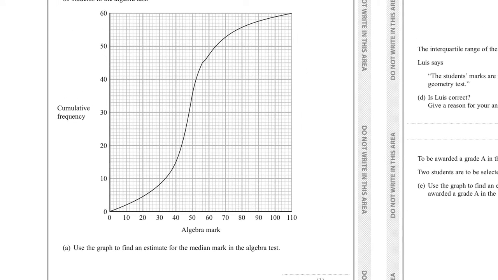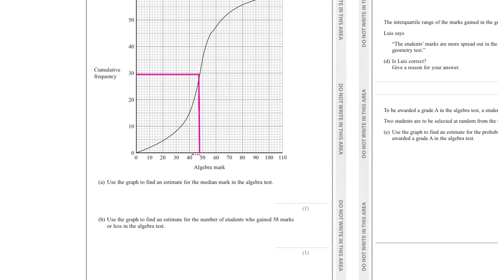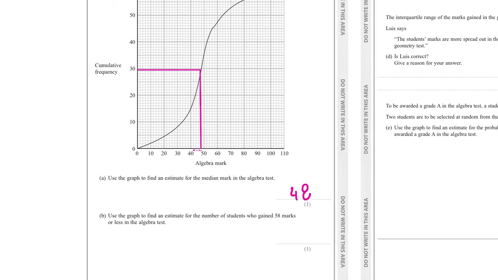Okay, what's the median of 60? 30, absolutely. So I've got to go across on 30 and then down. Now, as you can see, I've not even then been as accurate as I could be. You need to make sure you are accurate. This is 42, 44, 46, 48. Okay, make sure you're using your ruler and pencil as we do this together.